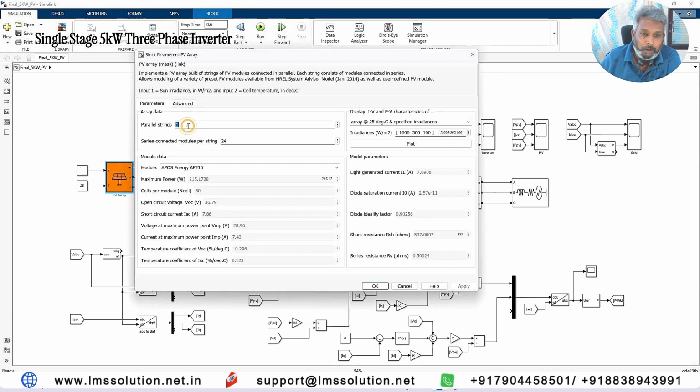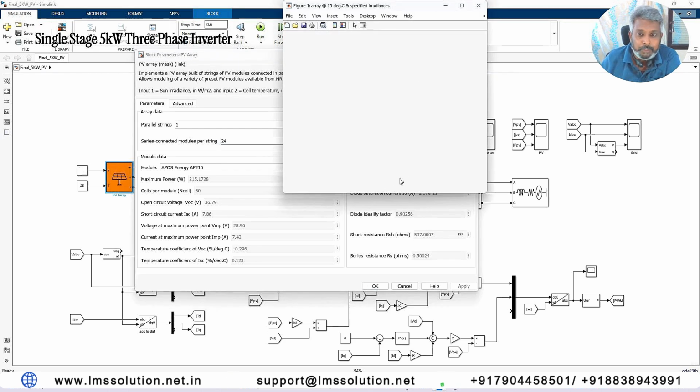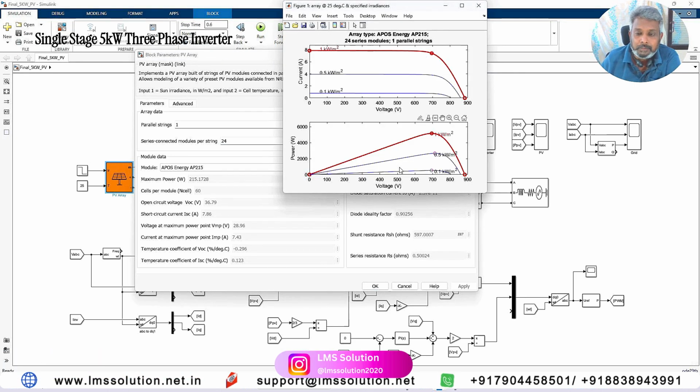This PV array has one parallel string and 24 series connected modules, and a single panel will be generating around 215.17 watts, with voltage at maximum power point of 28.96 and current at maximum power point of 7.43 amps. So it will generate the maximum power at standard test condition of around 5 kilowatt. Here you see that it will generate around 5.164 kilowatt and rated at 695.04 volt.